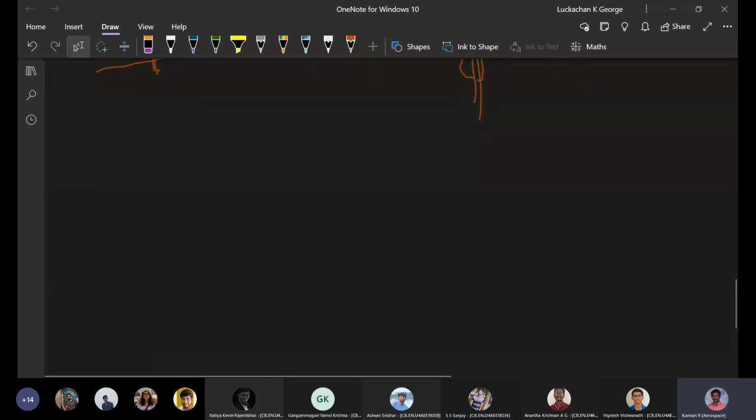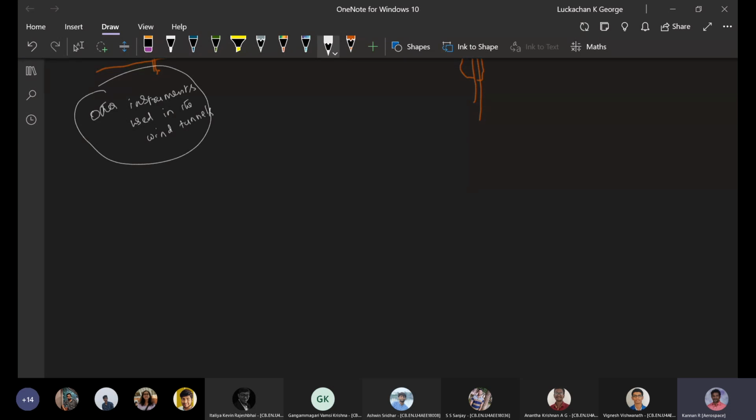So one more thing that we need to see is the other instruments used in the wind tunnel. Another is a pitot probe used only for boundary layer measurement.